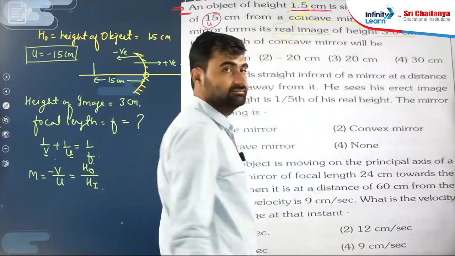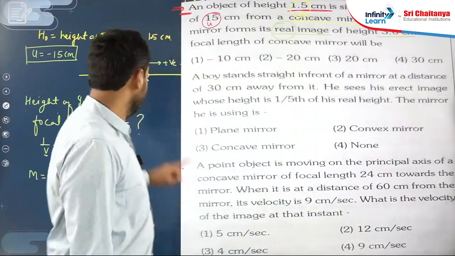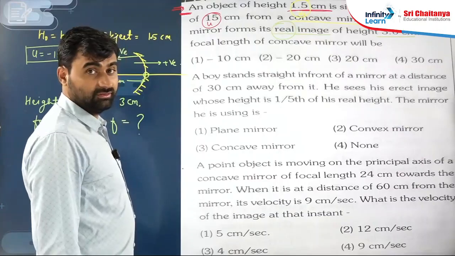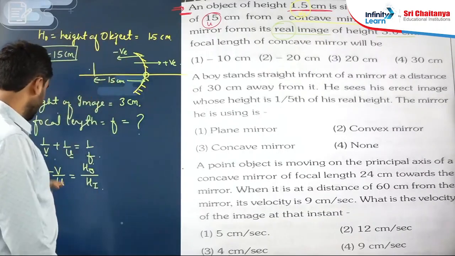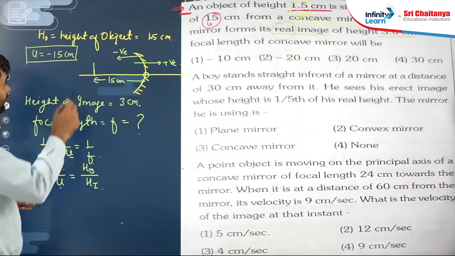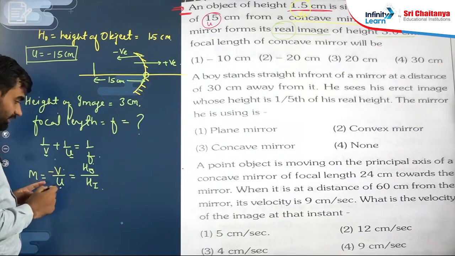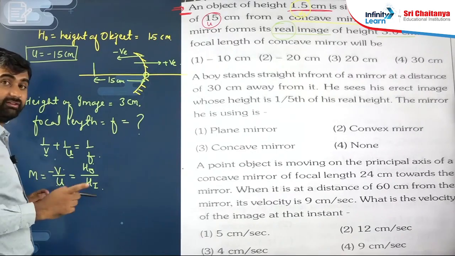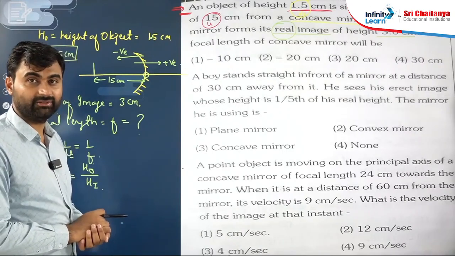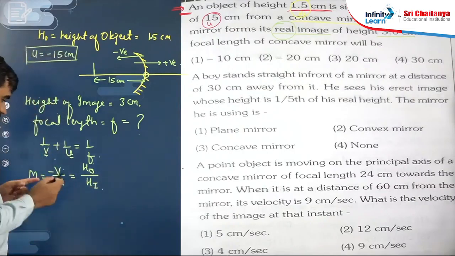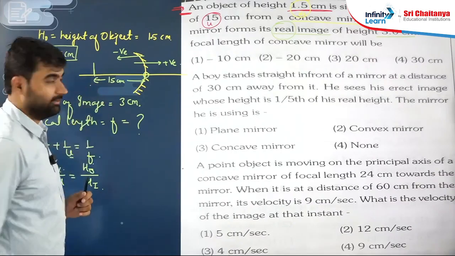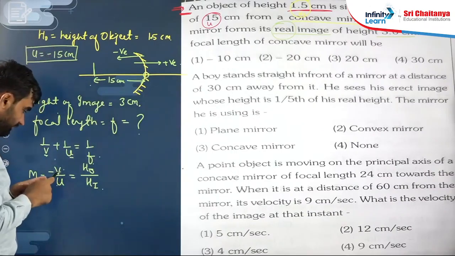Now here one important point is given, that this image is real. Real image means this side. Now for this side image, V value is negative. Negative, negative, positive. What about U? U also negative. So overall we will get negative magnification. Magnification negative means inverted image. Again understand: V value negative. Why negative? Because real image is this side and this direction is negative. So this V value is negative.